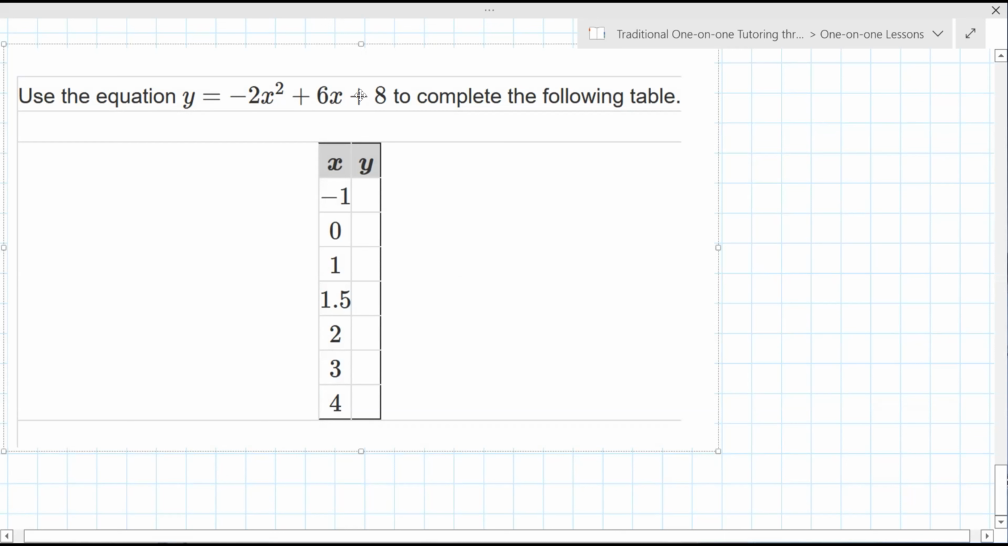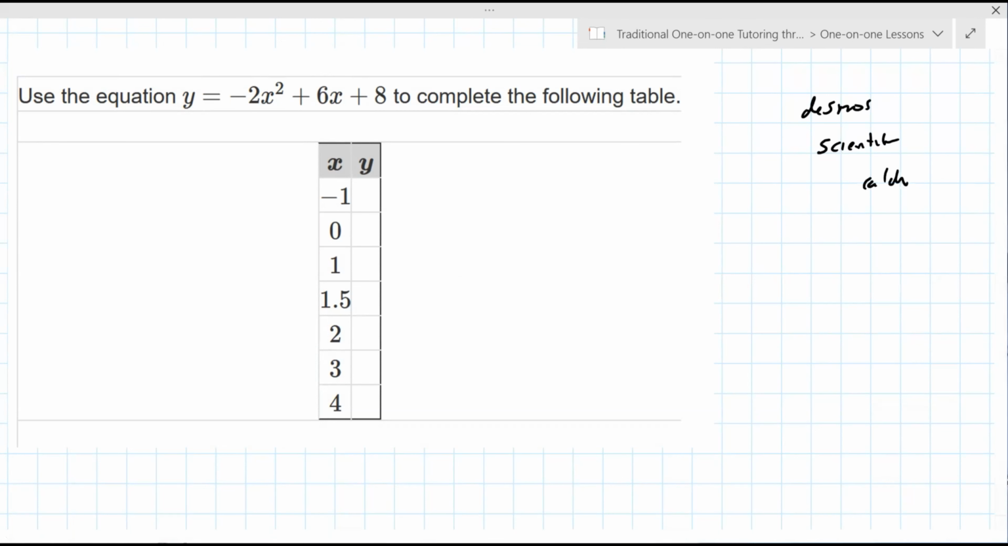You really want to use a calculator if you can. You are allowed to use a calculator on these things? Yes. Okay. So what I would recommend is the Desmos scientific calculator. And if it's been a while, let me just pull it up and we'll work on one together here. And I'll show you the shortcut for working on it.